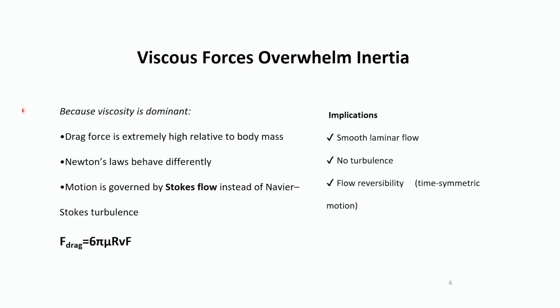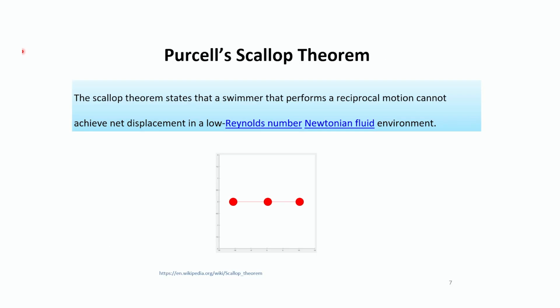So after this, Purcell's scallop theorem. This theorem states that a swimmer that performs a reciprocal motion cannot achieve net displacement in a low Reynolds number Newtonian fluid environment. So what is a Newtonian fluid? A fluid with viscosity where the Reynolds number is low. In that environment, a reciprocal motion cannot achieve net displacement. That is what this theorem is about.